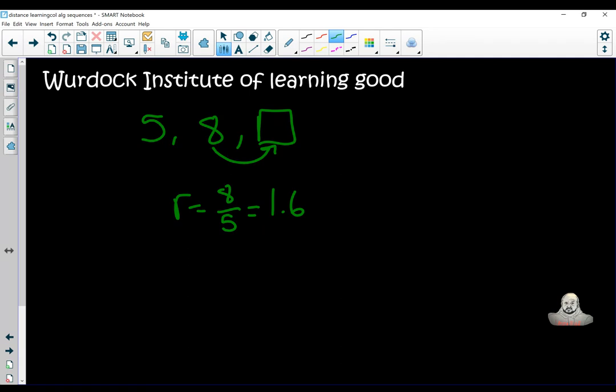But if you were writing the expression, you would write G sub n equals your first term times your constant ratio to the power of n minus 1. This stuff will pop up on page 6 of your assignment, by the way.